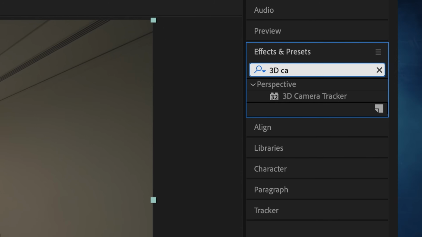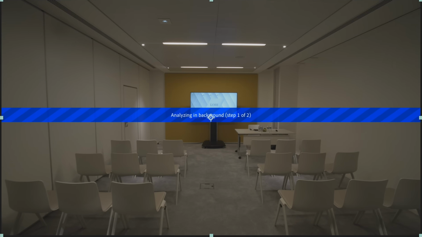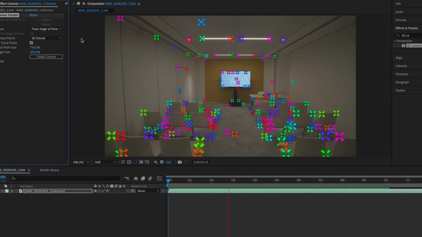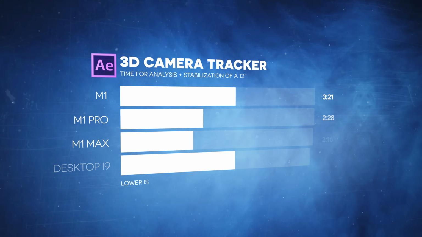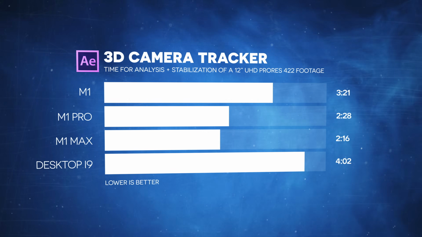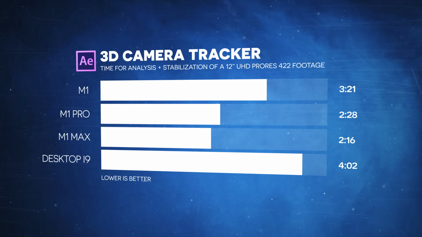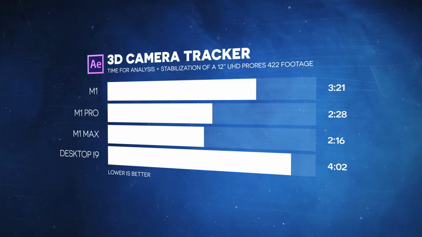Another test I did is applying the well-known 3D camera tracker effect on a 30 seconds clip recorded in ProRes 422 Ultra HD, and here the results were very surprising because the M1 MacBooks were much faster than the desktop workstation.